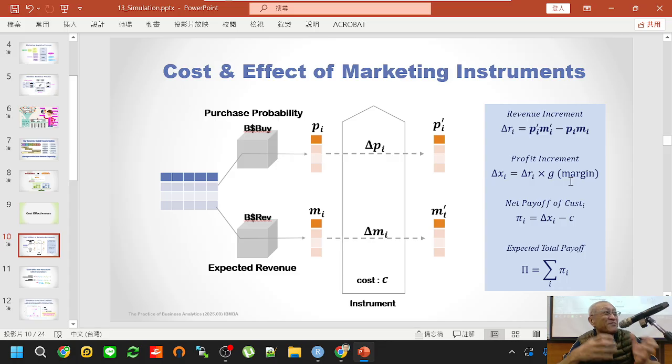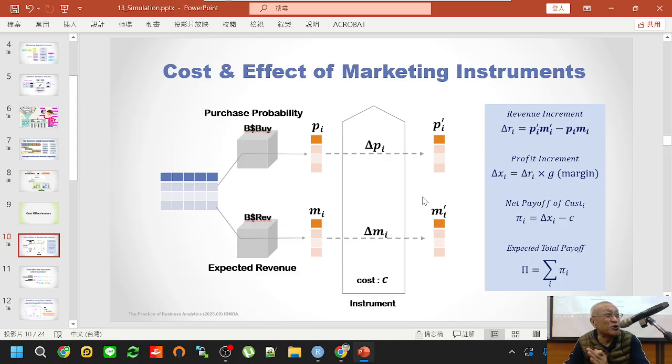If you want to translate revenue into profit, you need to multiply by the gross margin, right? And now we know the profit increment, but the profit increment needs to be reduced by the cost to get the net profit, right? Okay, so this pi i is the net payoff after deducting cost, right? It's the net payoff when we apply this instrument to customer i, right?